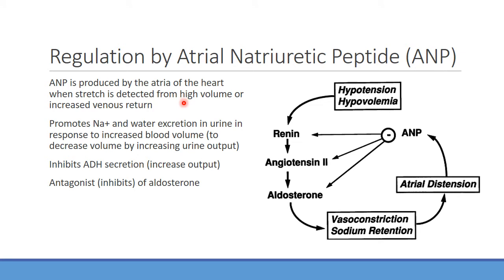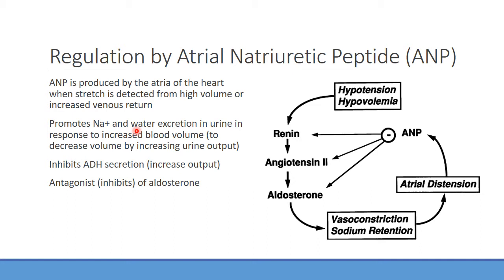Basic ANP gets expressed by the atria when they detect further stretch. So if your end-diastolic volume was high, if you had a high preload, that should be stretching those atria in order to release more of this ANP. And basically what that does is help to promote sodium and water excretion in the kidneys. Right, so now we want to get rid of that pressure.